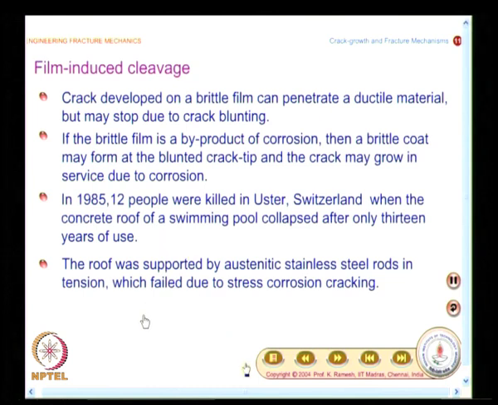And when they studied, the roof was supported by austenitic stainless steel rods in tension. The postmortem revealed they failed due to stress corrosion cracking.